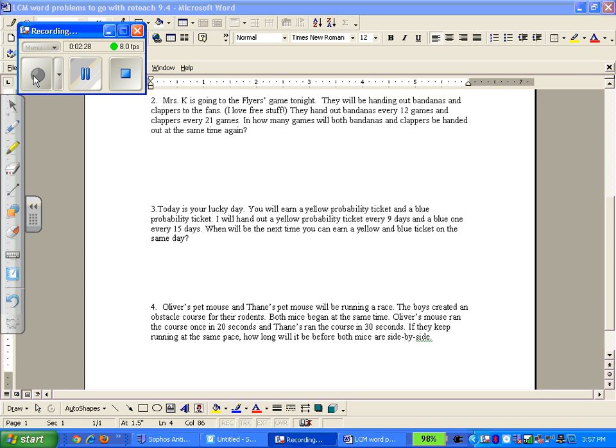Let's take a look at problem 2. On your reteach paper, the original from the book, the numbers that they give you are 12 and 21, and they want you to find the least common multiple. So what does that mean? Well, we're going to look at the word problem I created.